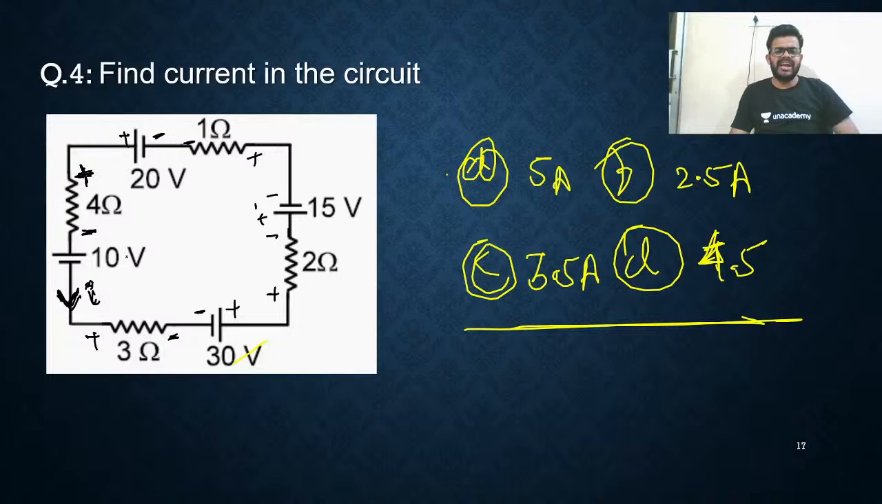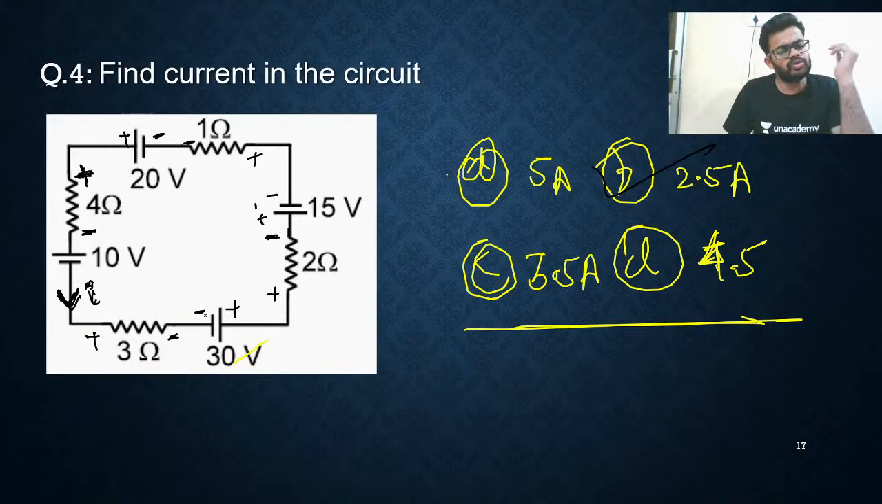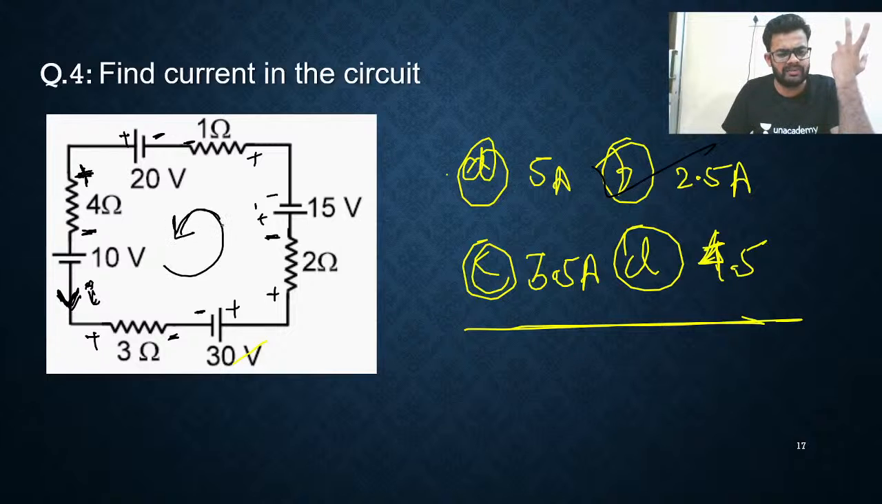The point where current enters is the positive terminal, and the point from where current comes out will be the negative terminal, across the resistance. Very good. 2.5 ampere is the correct answer. Now you choose any one direction. I am considering the same direction of current for my observation, that is anti-clockwise.